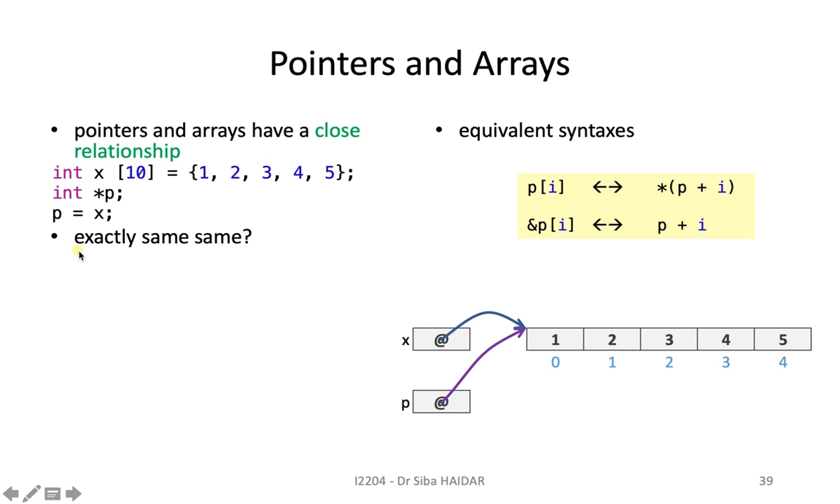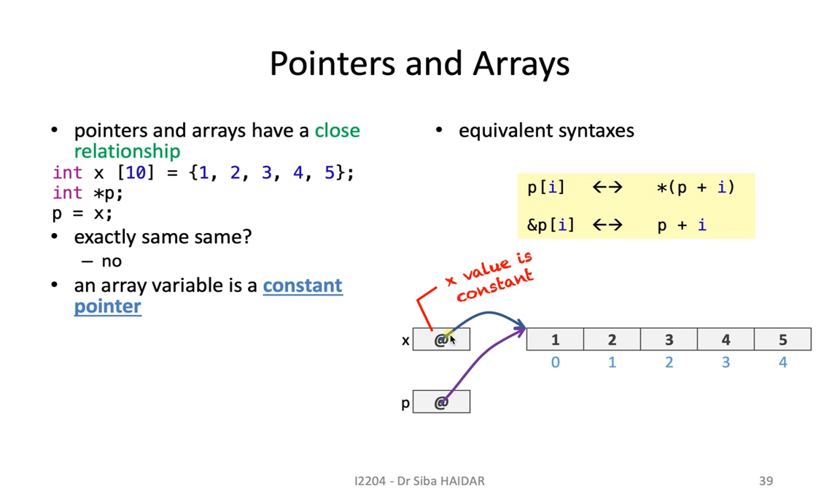So, are they exactly the same, p and x? Are they exactly the same? No, they are not the same. An array variable is a constant pointer. Here, x is a constant pointer. The value of x cannot be changed. However, the value of p can be changed.